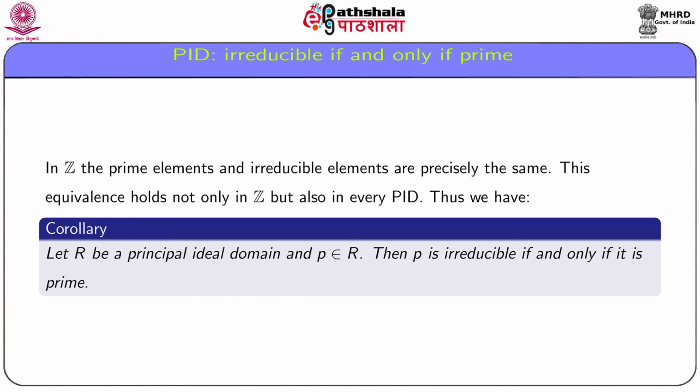Now note that in Z we have only the notion of prime integers. There is no idea of irreducibility, and the definition of irreducible and prime element coincides in Z. This is because of this result: since Z is a PID, there the irreducibility and primality coincide.